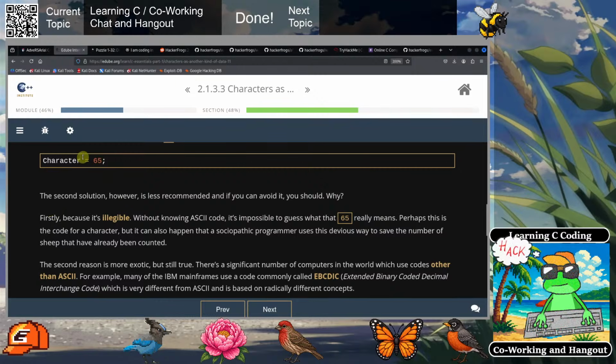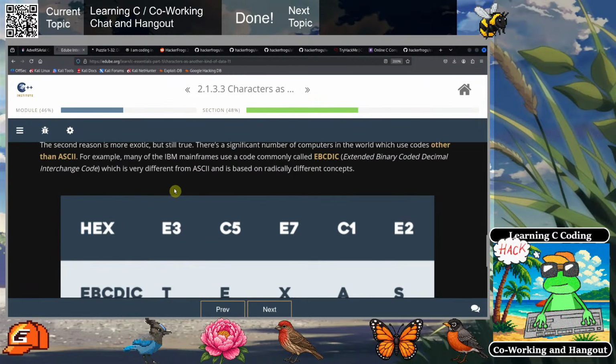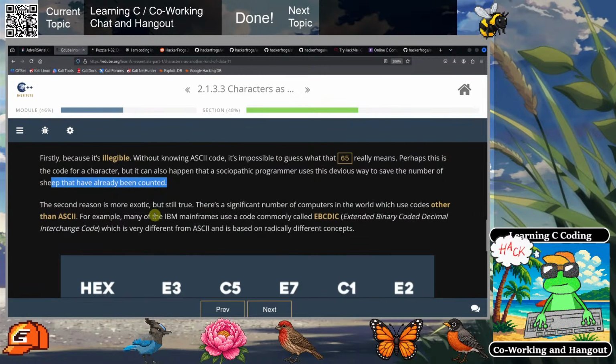Okay, the second solution using character 65 is less recommended, you should avoid it. It's illegible. Without knowing ASCII code, it's impossible to guess what 65 really means. Perhaps this is a code for a character, but it could also happen that a sociopathic programmer uses this devious way to save the number of sheep that have already been counted.